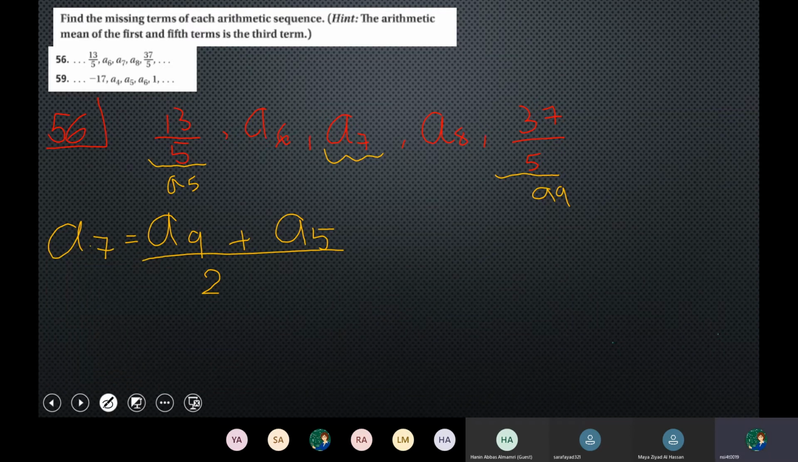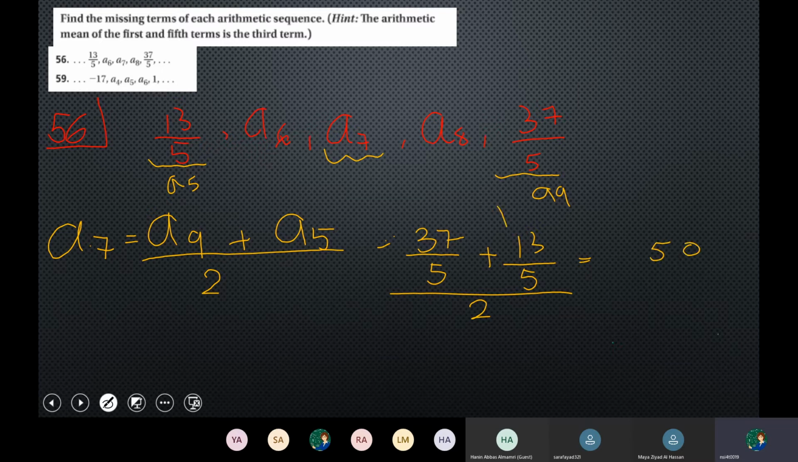Now, a sub 9 is 37 over 5 plus a sub 5 is 13 over 5, over 2. 37 plus 13 is 50. 50 over 5 is 10, over 2 is 5. So now, a sub 7 is 5. A sub 7 now is 5.